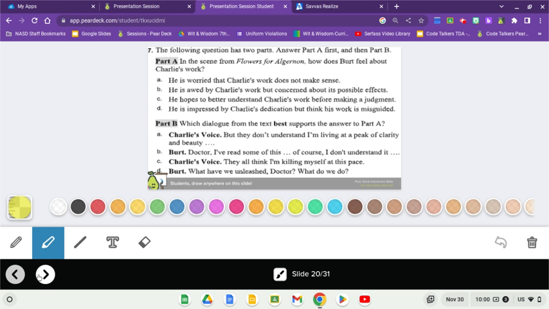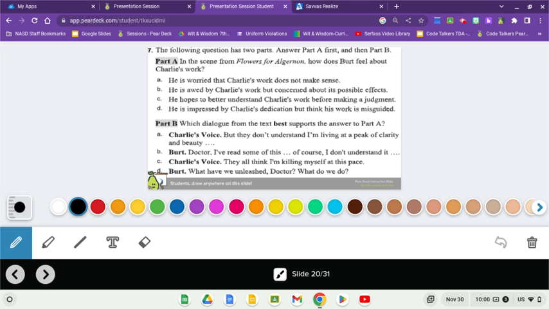Number 7. This is drawing as well because we have to indicate what are 2 correct answers. So we're going to switch it over to pencil and we're going to put it in black. The following question has 2 parts. You're going to answer part A first and then part B. Part A, in the scene from Flowers for Algernon, how does Bert feel about Charlie's work?